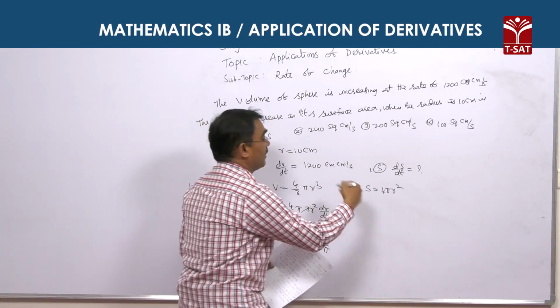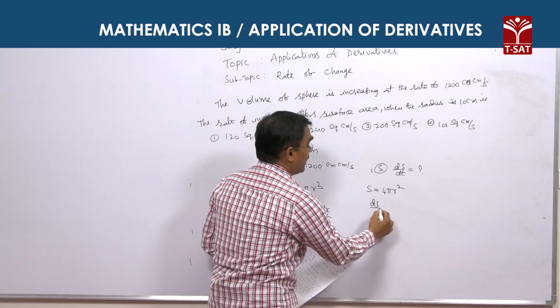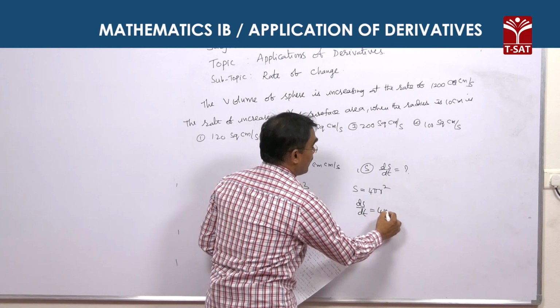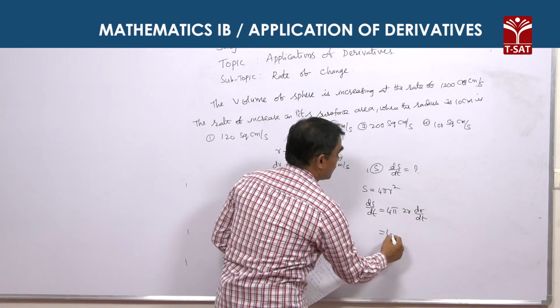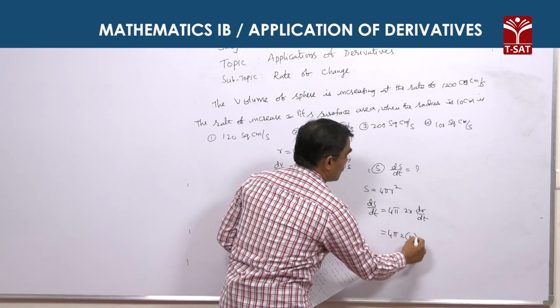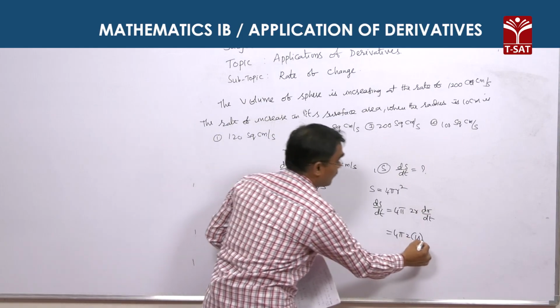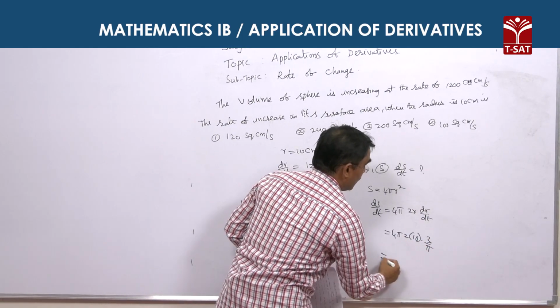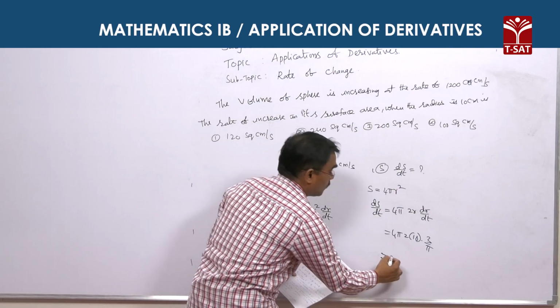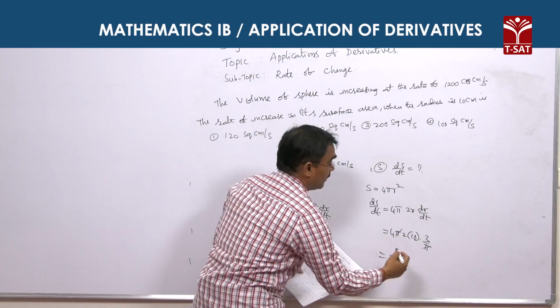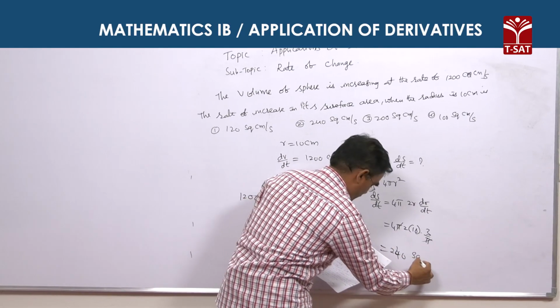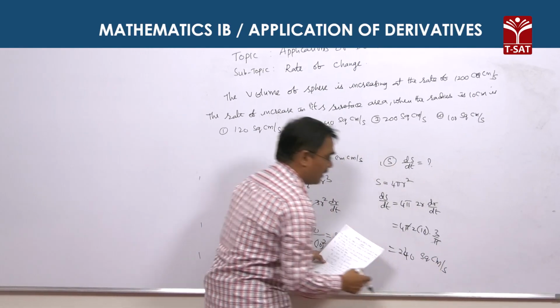Now surface area S, so ds by dt is equal to 4 pi into 2r into dr by dt. The value is 4 pi into 2 into radius 10 into dr by dt, which is 3 by pi. Simplifying this, pi and pi will be cancelled, so we get 240 square centimeter per second.